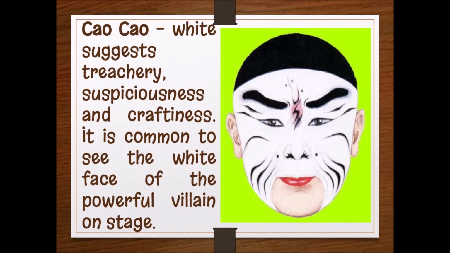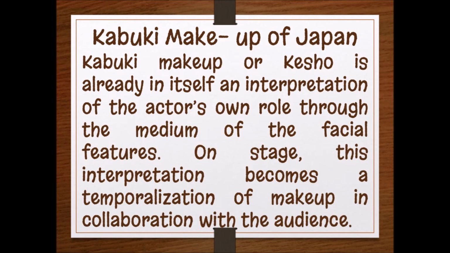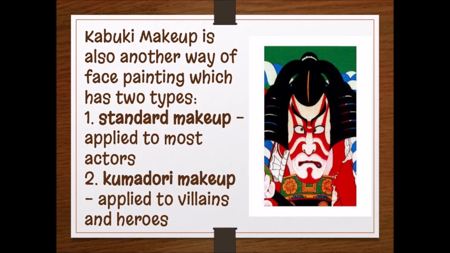It is common to see the white face of the powerful villain on the stage. Kabuki makeup of Japan, or Kesho, is already in itself an interpretation of the actor's own role through the medium of the facial features. On stage, this interpretation becomes a temporalization of makeup in collaboration with the audience.